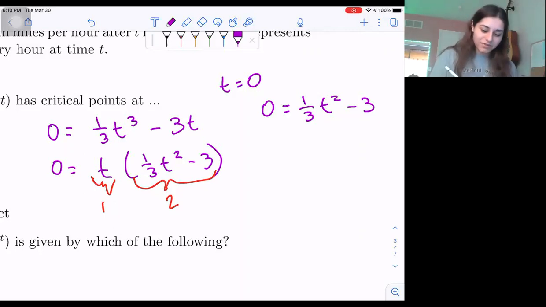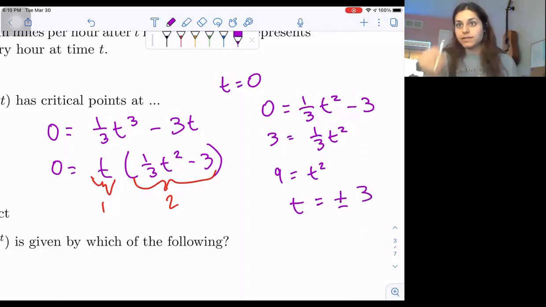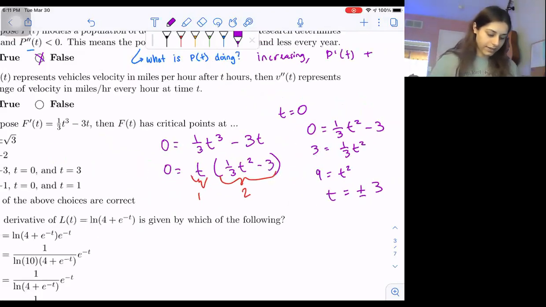Okay, so I'll move the 3 over. So we'll have 3 equals 1/3 t squared. And then multiply by 3, so we have 9 equals t squared. And then remember, we have that plus and minus when we have a square root. So we'll take the square root of 9 and we'll get plus or minus 3. Okay, so we have 3 critical points: 0, -3, and +3. And that is C.